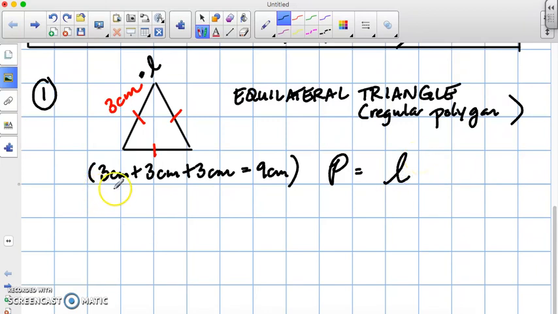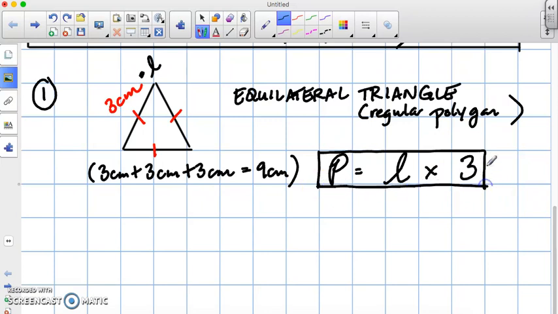Now, what is the shortest way to calculate this? Well, in an equilateral triangle, all the sides are the same, so we know that if we multiply this by 3, we're going to get the perimeter. So that's why the formula for an equilateral triangle's perimeter is going to be L times 3. So box that one out too, because that's important to know. So the formula for the perimeter of an equilateral triangle is L times 3.